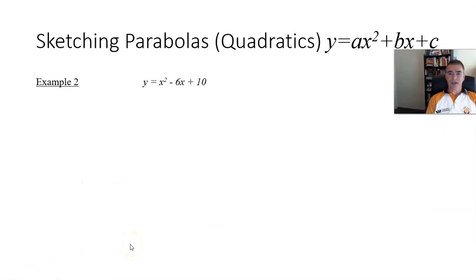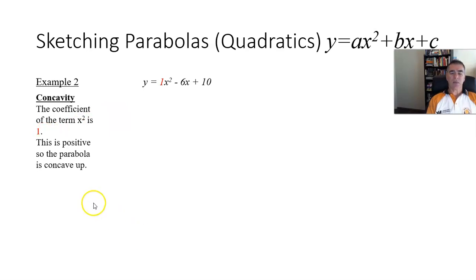So let's look at a second example: x squared minus 6x plus 10. Remember, we can have equations here that are not monic as well. That just means whatever our a value is, we make sure we substitute that in. So first thing, let's look at concavity. Again, the coefficient of x squared is 1, so it's positive, so it's concave up. Okay, so just be careful with that.